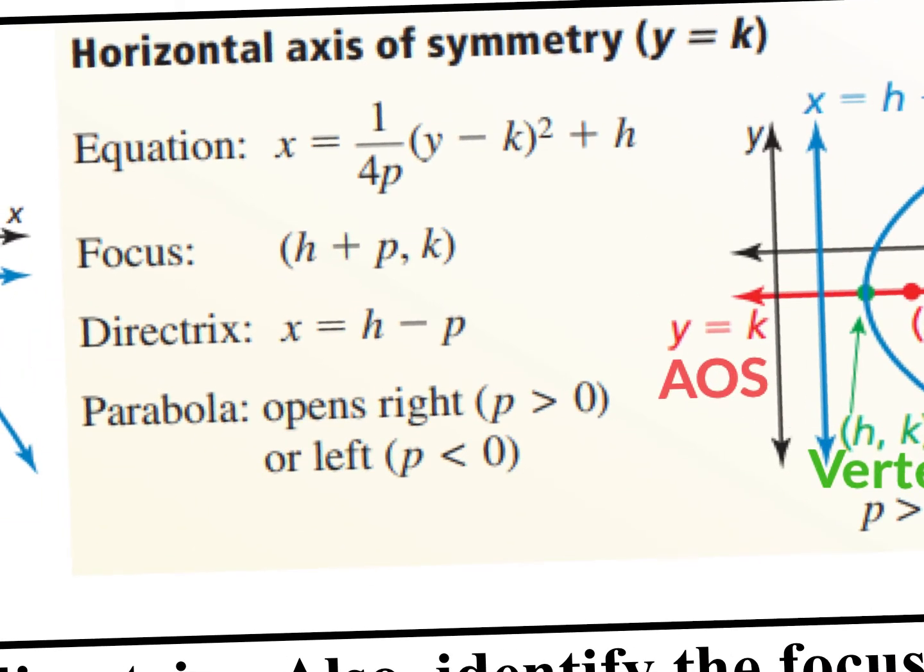So if you look at this, the focus is h plus p comma k, all right? And so if my vertex was h comma k, and the focus is h plus p, that value will be different. But the second part of it, just k, should be exactly the same.